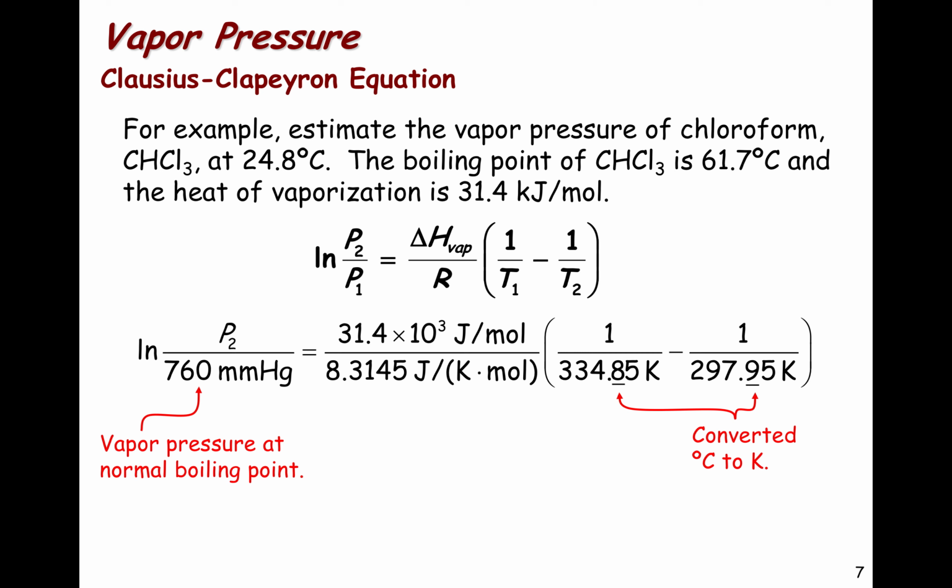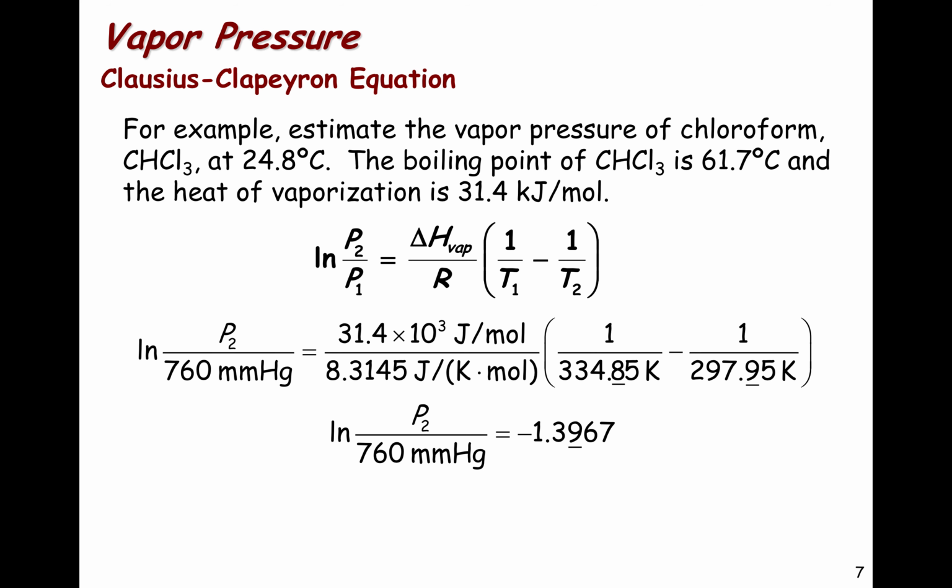And of course, we want to make sure that we convert our enthalpy of vaporization into joules to make sure that it agrees with the gas constant units. We then can go ahead and do our math, solving all of the numbers on the right hand side of the equation. That gives us a negative value of 1.3967. That's equal to the natural log of P2 divided by the pressure of 760 millimeters.